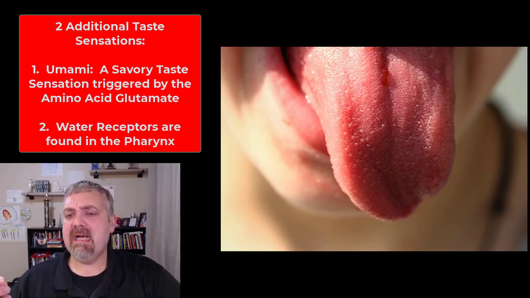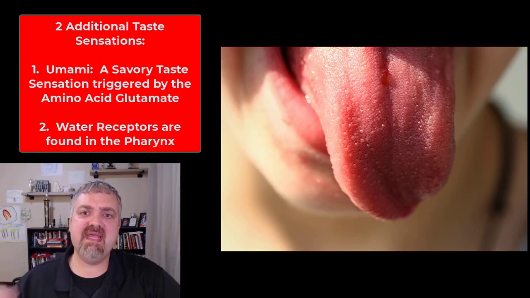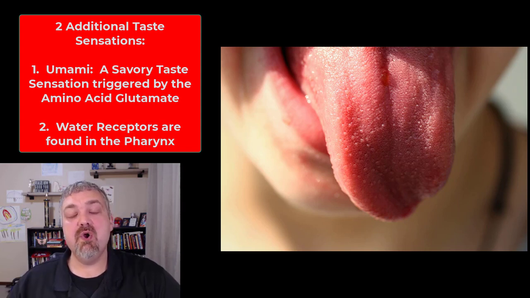And lastly, you would have water receptors. We don't think of water having a taste, but we do have water receptors, most of them being in the pharynx there in your throat. So sweet, salty, sour, bitter, umami, and water would be the 6 taste sensations we'll talk about in this class.